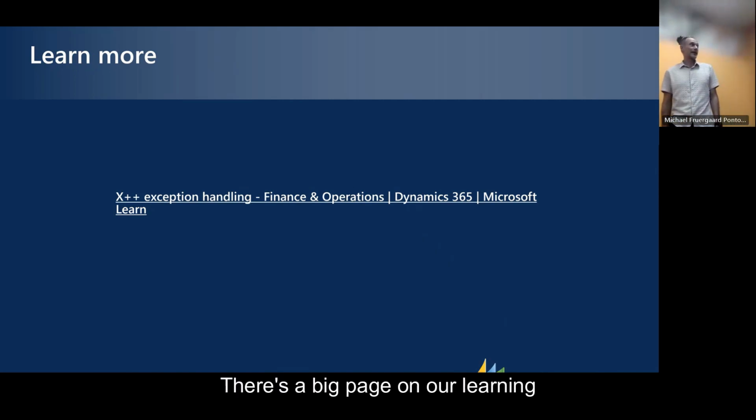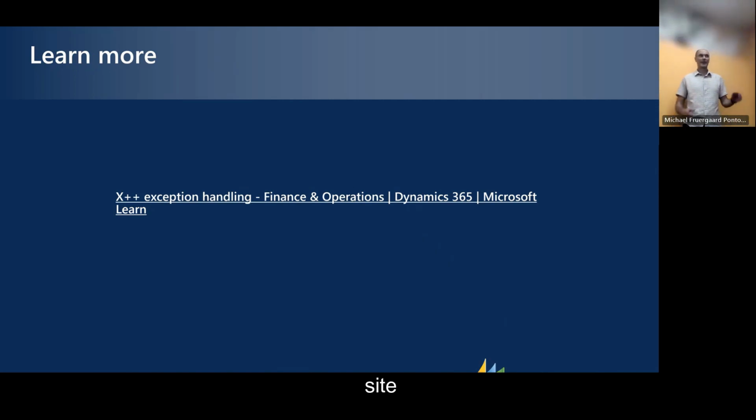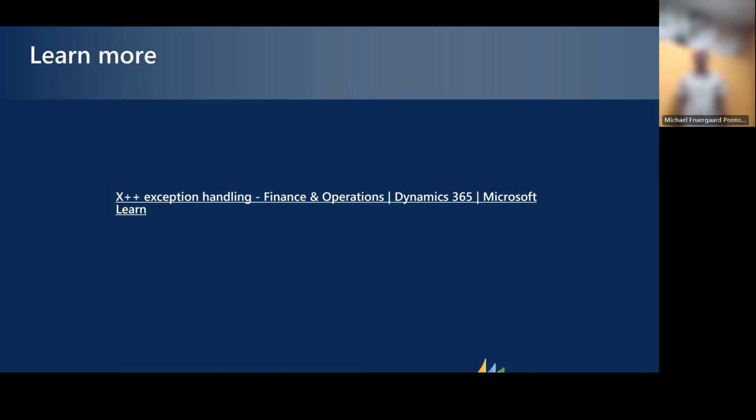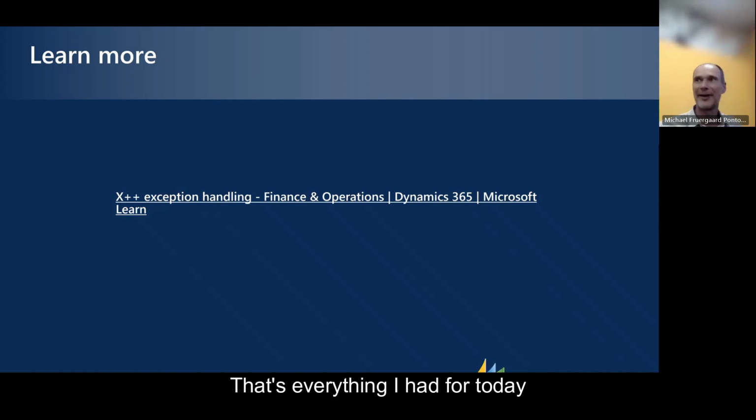There's a big page on our learning site, which is basically walking through pretty much everything I said here. So if there's something that's not clear, you want to see more examples, that's the place to go. But exception handling is where most people are struggling, and it is complicated. As you start debugging through and suddenly it's being caught someplace where you don't expect, it's because there are transactions involved. That's everything I have for today.